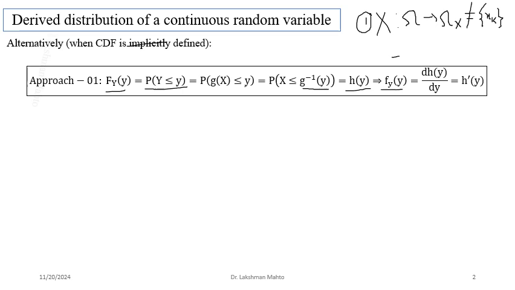By differentiating this explicit form of the CDF, so h of y is actually the CDF of y, you differentiate it and get back the PDF of y. Why? In the definition of CDF, we have already seen that. How are we getting the CDF for a continuous random variable? By integrating the density function. What is the inverse of integration? By integrating the PDF, you are getting the CDF.